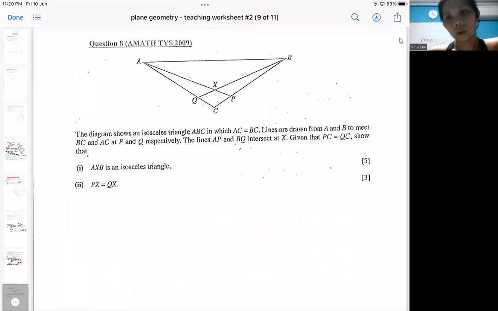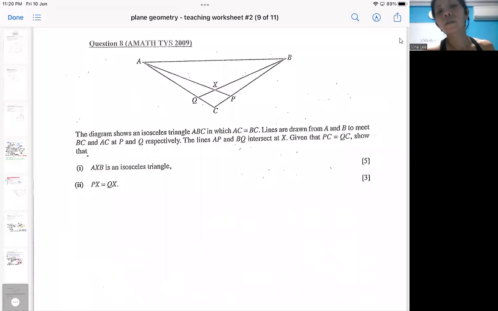If you look at this question, there are totally no circles. So no circles means you don't need to think about properties of circles. So most probably it will be purely similarity and congruency. If that is the case, looking at the second part, PX is equal to QX. If I'm going to prove same length, I'm expecting congruency on the second part. Okay, so that is the idea.